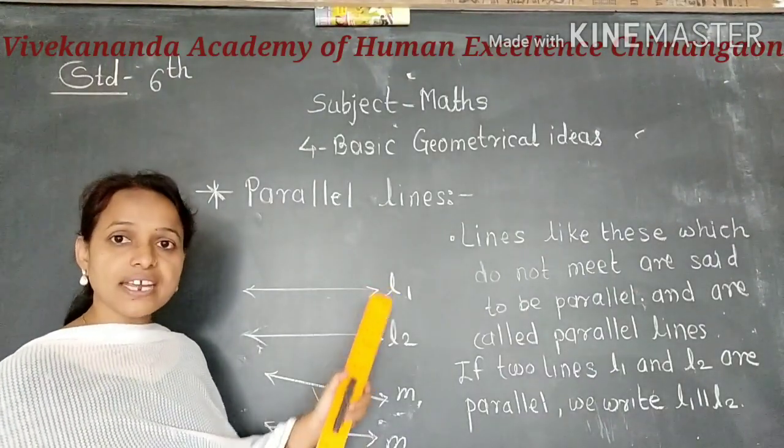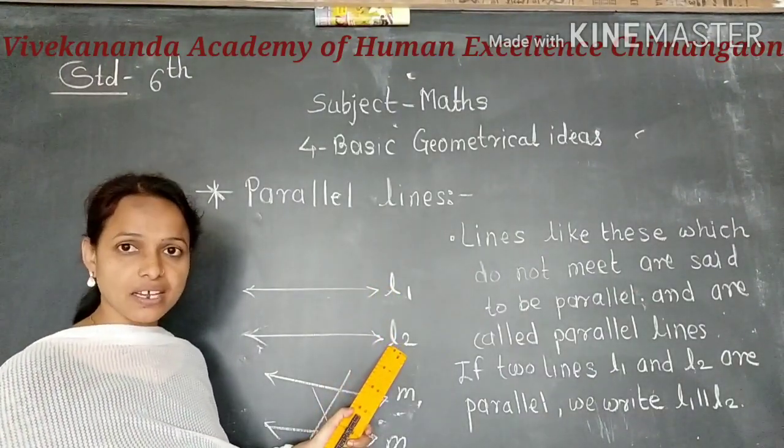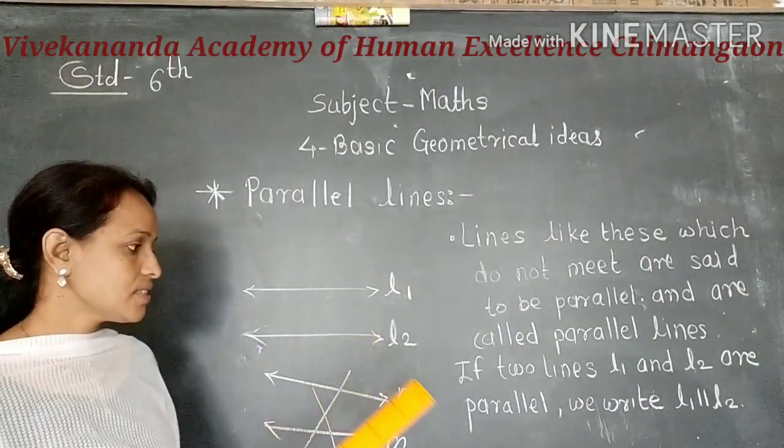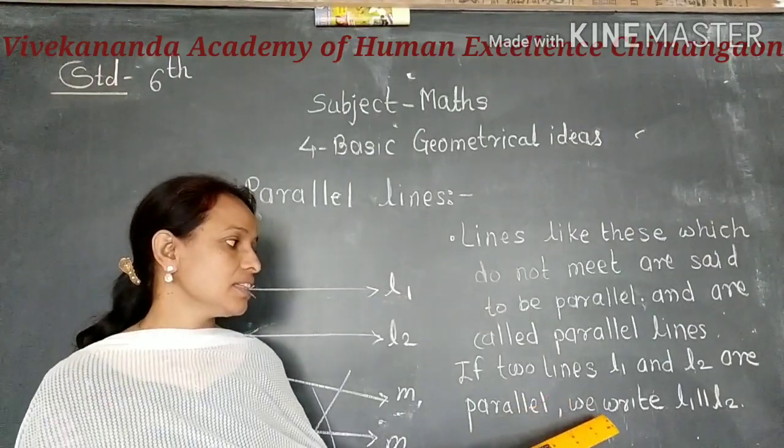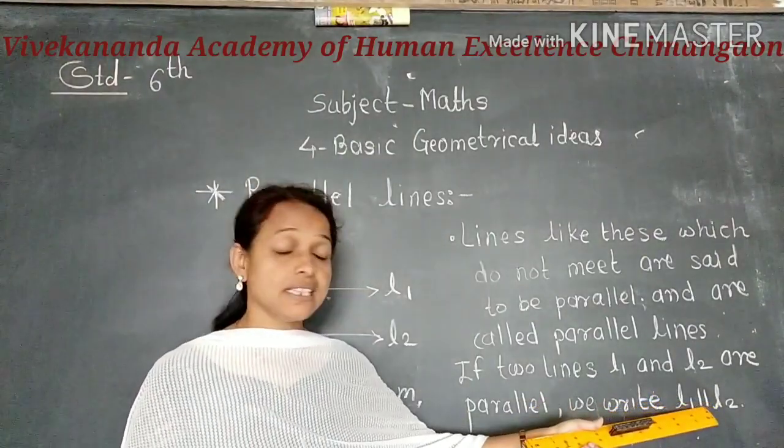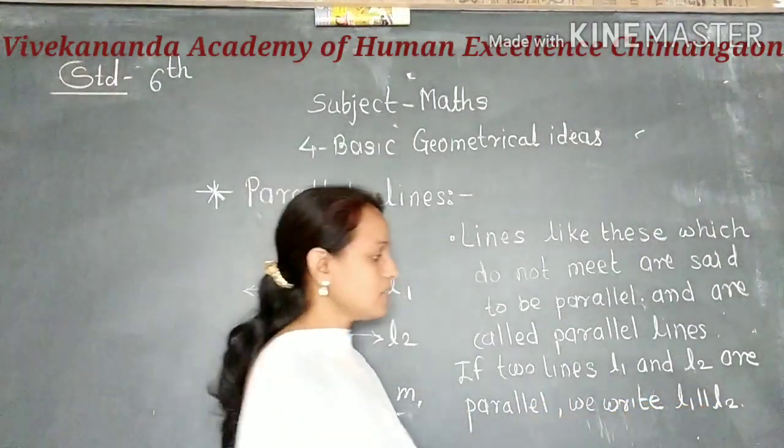Line L1 and line L2 are parallel. And how do we write it? See here, if two lines L1 and L2 are parallel, then we write L1, and this is the symbol of parallel.